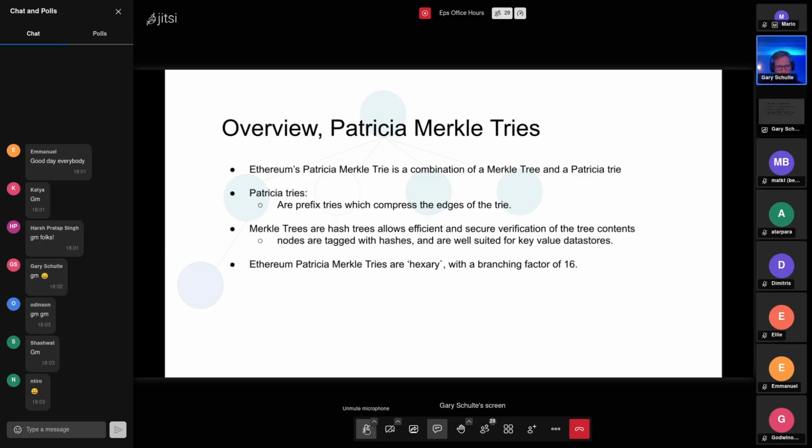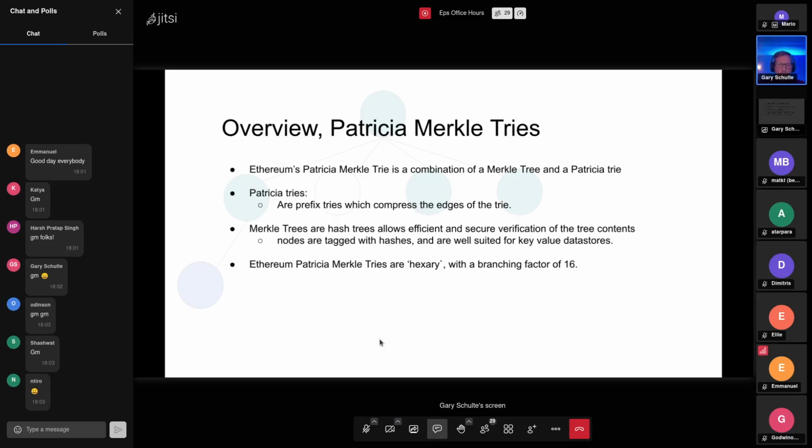So just quickly, a Patricia tree is a prefix tree. That means it's compressing the edges of the tree to try to minimize the depth of the tree as much as possible. You want to keep the tree as shallow as possible. A good example of a prefix tree is how to store all the words of the dictionary in a single tree structure. It's one of those classic interview questions. You might be familiar with it in that regard.